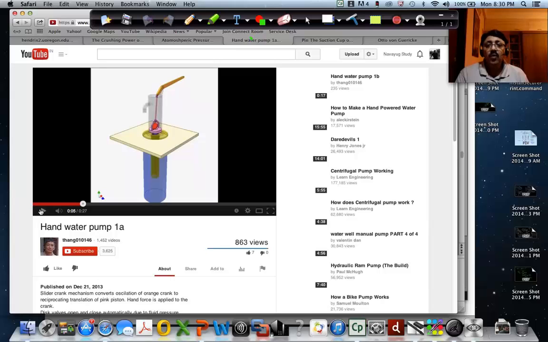Observe what happens when this is going up. The water is being sucked into this. Why is it sucked? Because when it is moving up, there is a vacuum created here. A very low pressure area is created here, and here the pressure is atmospheric pressure, and so atmospheric pressure pushes the water up into this chamber, right? And then when it comes down, what happens? This valve opens, and when you're pushing it down, the water comes up and it goes out of the pipe.